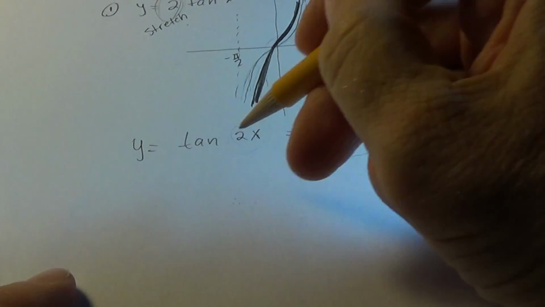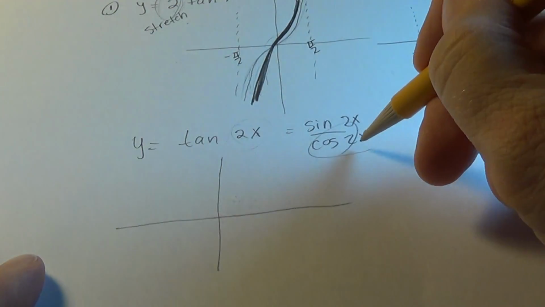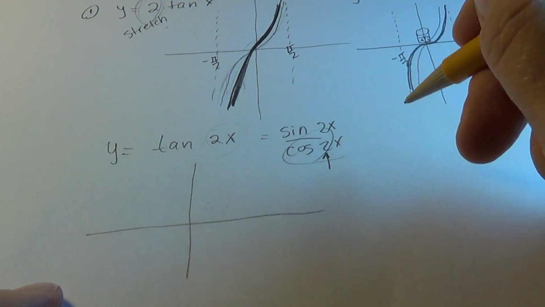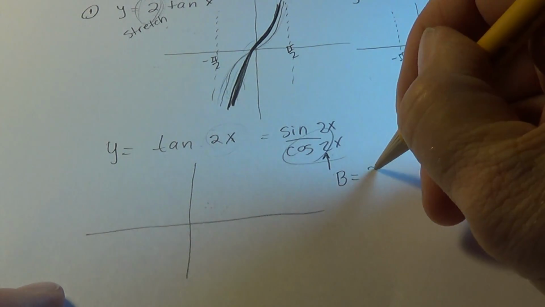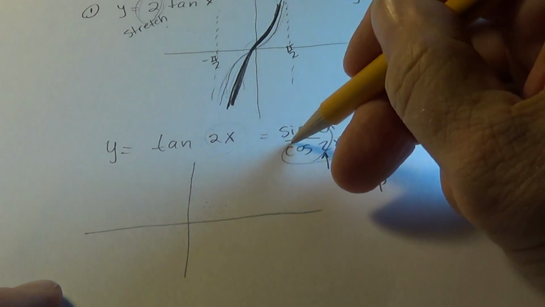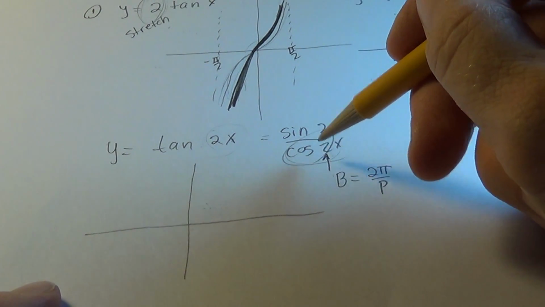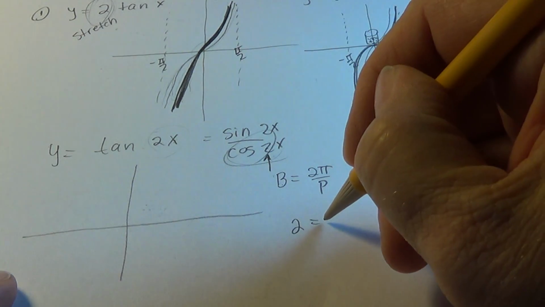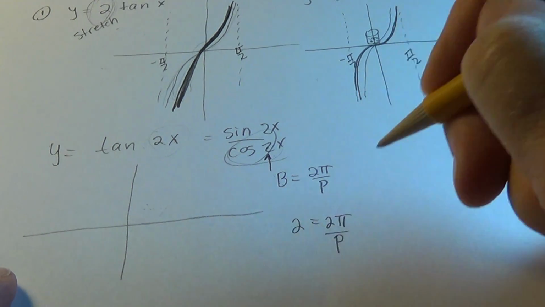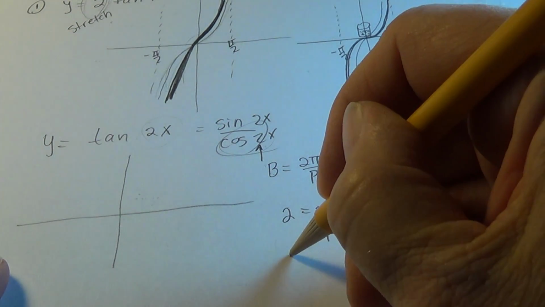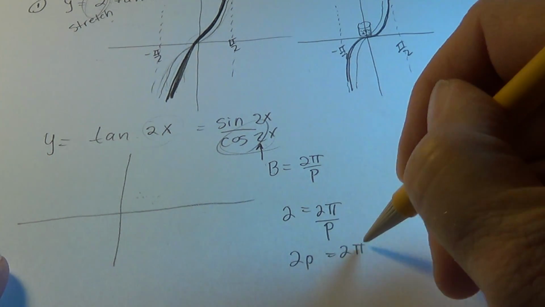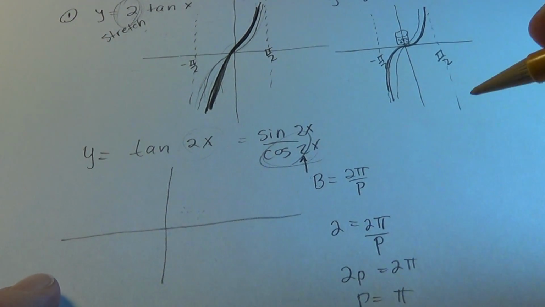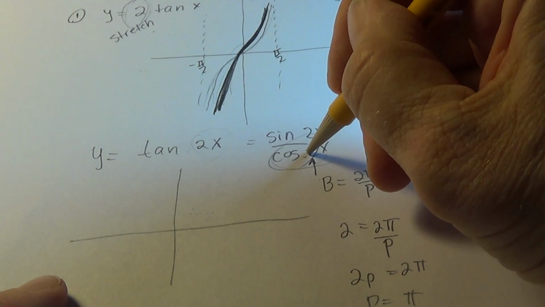So I'm going to look at cosine of 2x. And we know how that works because we just did quite a few graphs of those. And when we had the number there, we called that our b, and we said it was 2 pi divided by the period. So I'm just going to graph cosine of 2x and show you how to go from that to tangent of 2x. So our b is 2 from the problem. Multiply both sides by p, divide by 2, and I get period of pi.